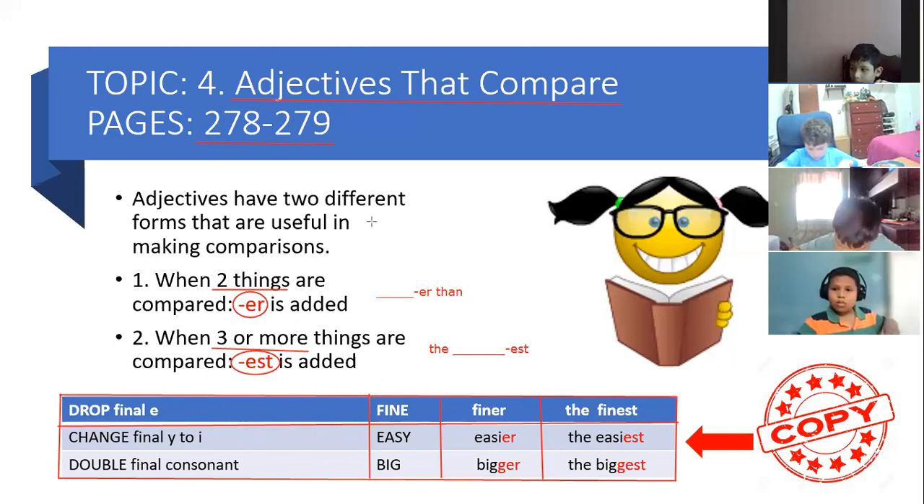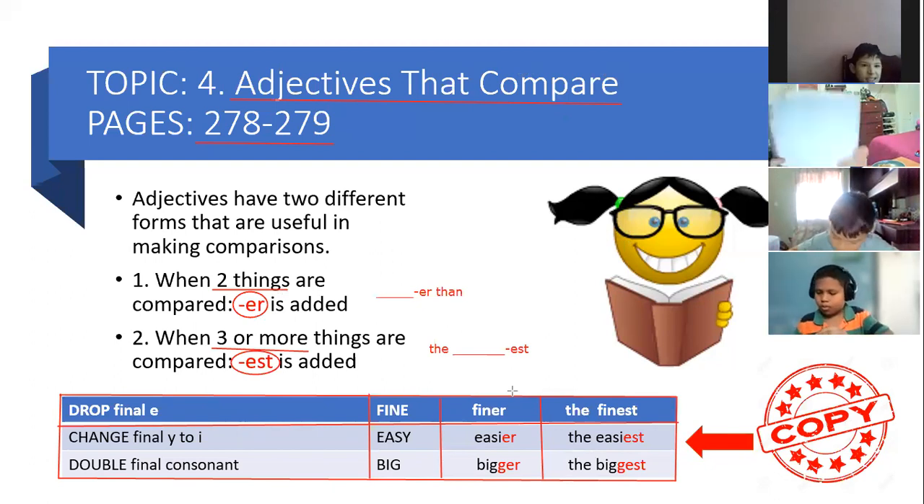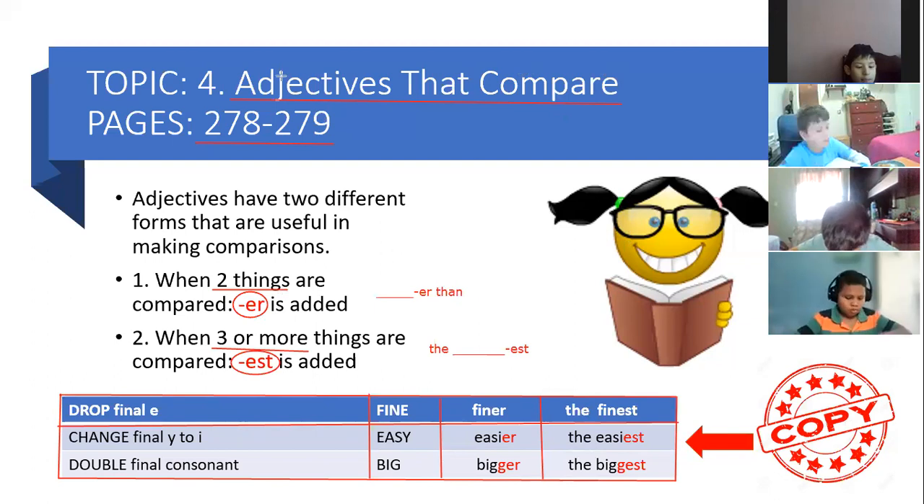So the topic is adjectives that compare, and you have to copy this box. You have to draw this box. That's what you have to do. Okay, so you have to keep in mind, Diego, these clue words.